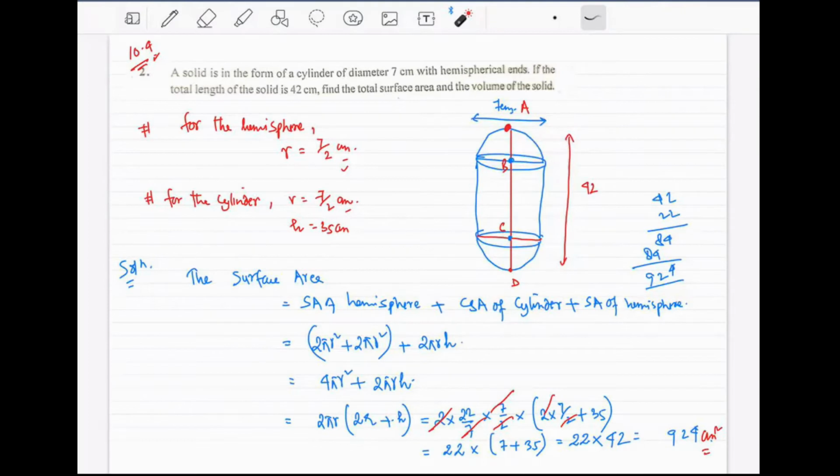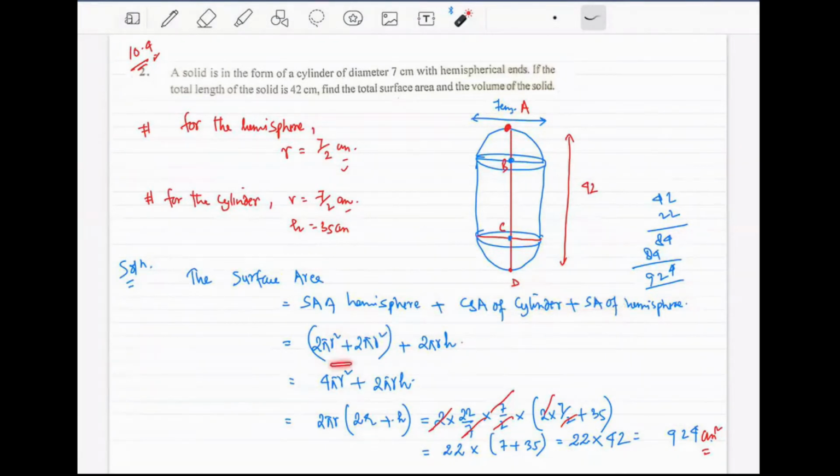You have to know, in order to find out the surface area or the volume, what is needed in which type of shape. For this hemisphere, only radius is needed. So we have it here. For the cylindrical part, we need the radius and we need the height as well. That's why I'm writing the R and H separately. Coming to the surface area, we have to work with the formula. Surface area of the hemisphere, cylinder, surface area of hemisphere. You have to remember it by heart. 2 pi r square is for this one. This 2 pi r square is for this one. And the surface area of cylinder is this one.